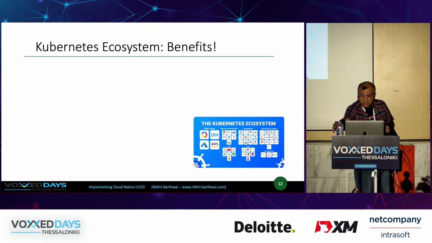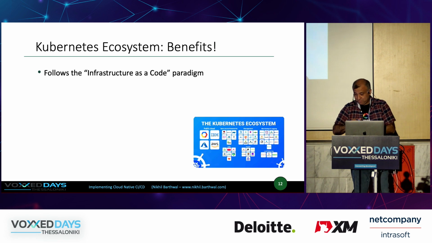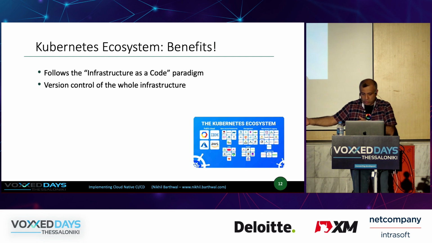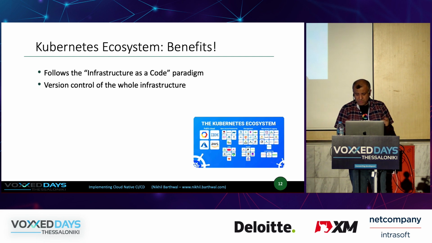So what are the benefits of this ecosystem? For one, it follows the infrastructure as code paradigm. Horrible amount of YAML. I don't like YAML, but some people do, for whatever reason. When you have infrastructure as code, we'll talk about GitOps, which will explore more about it, but you have version control for your infrastructure.